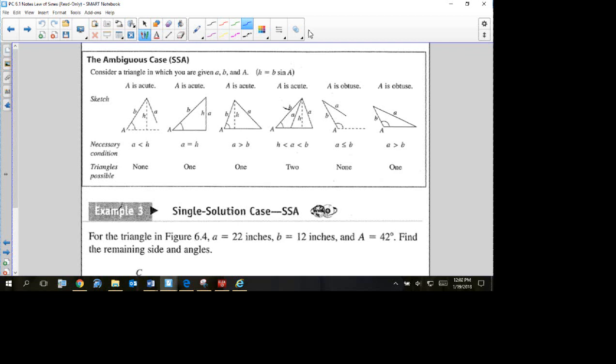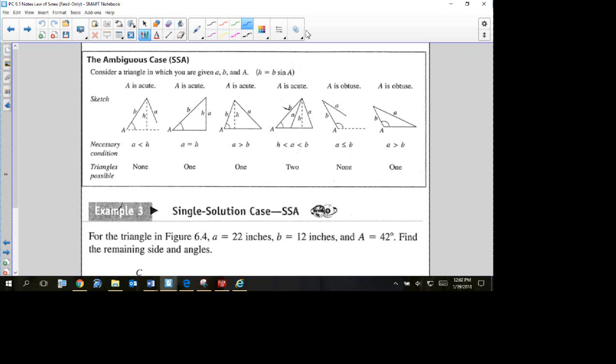So that's why you couldn't use it back in geometry when you were trying to prove that 2 triangles were congruent. Angle, side, side is not enough information for that. But now we are going to use it because we're not doing congruent triangles, we're just finding information about 1 triangle. But this case is a pain because there's some extra stuff to figure out which case we have out of these 6 different cases. And yes, I will give you this chart on a quiz or a test.